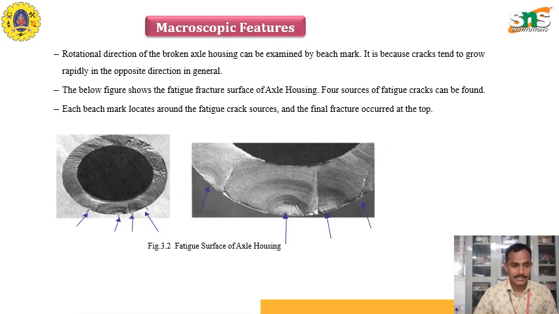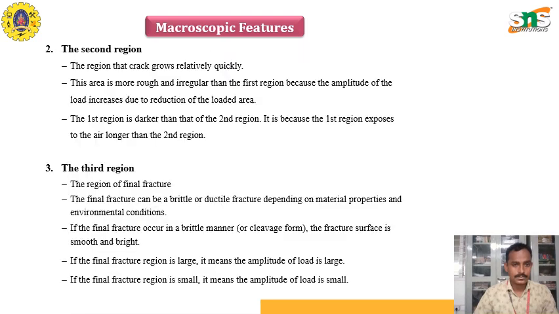So in the macroscopic features, the rotation direction of this broken axle housing can be examined by the beach marks, because cracks tend to grow rapidly in the opposite direction in general. The figure below shows the fatigue fracture surface of an axle housing. Four sources of fatigue cracks can be found, with beach marks located around the fatigue crack growth sources, and the final fracture occurs at the top.